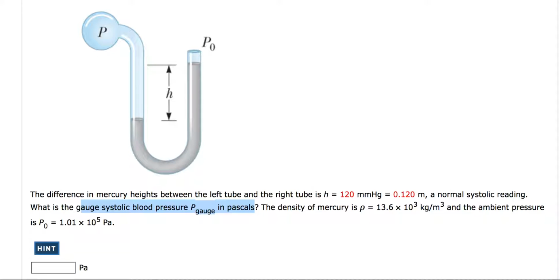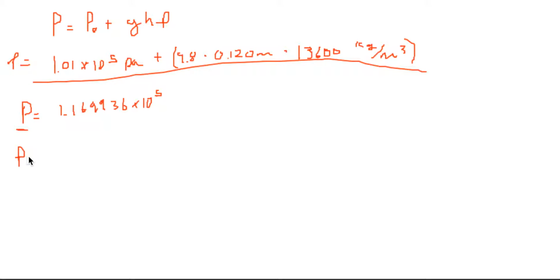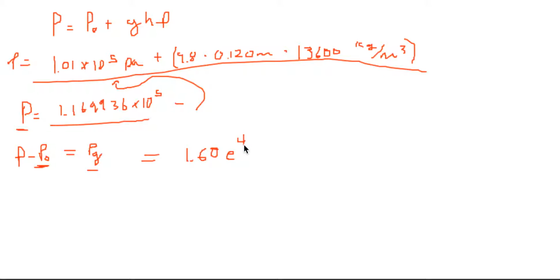So to find the gauge pressure, we're going to take the absolute pressure minus the atmospheric pressure. That's going to give us our gauge pressure. And so this is pretty much just the pressure without the atmospheric pressure included. So by doing that, we can take this value subtracted by this value, our absolute minus our atmospheric. We end up getting a final gauge pressure value of 1.60 times 10 to the fourth pascal.